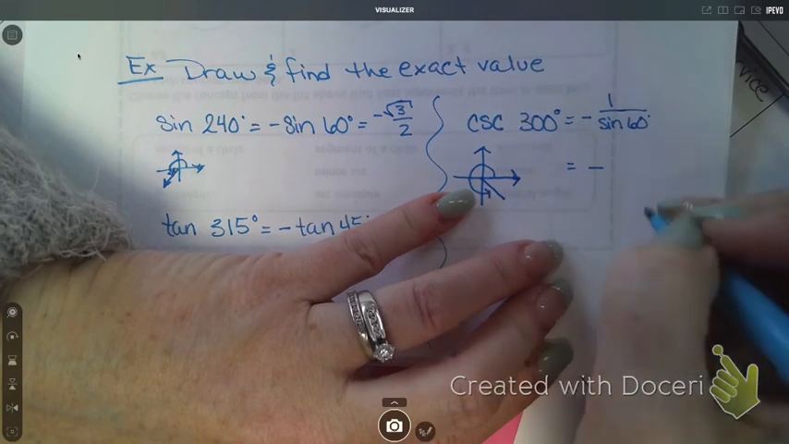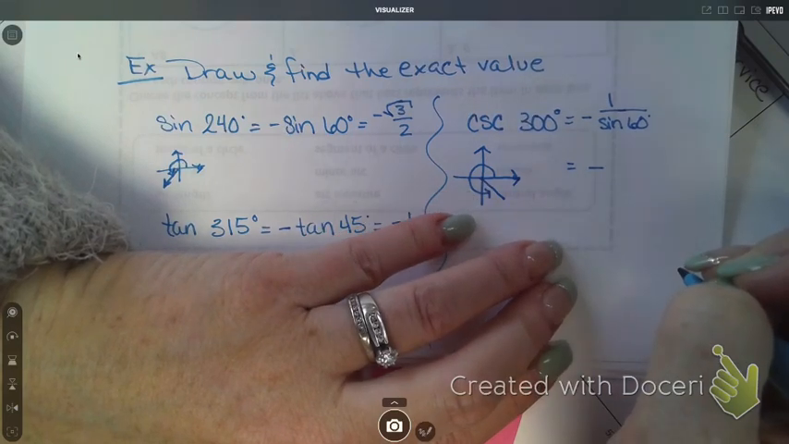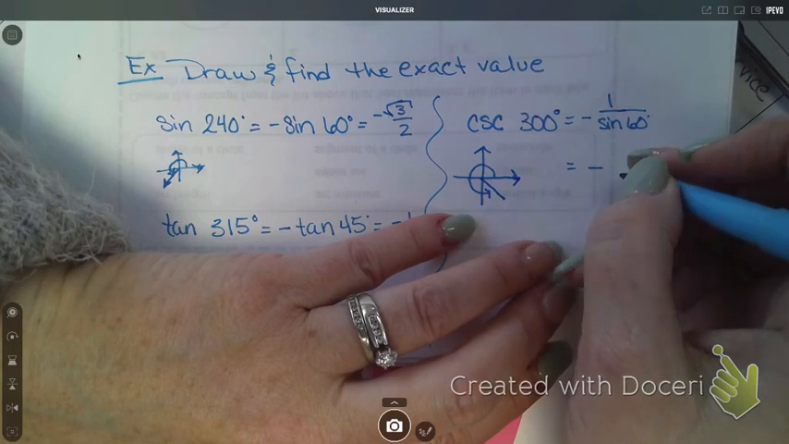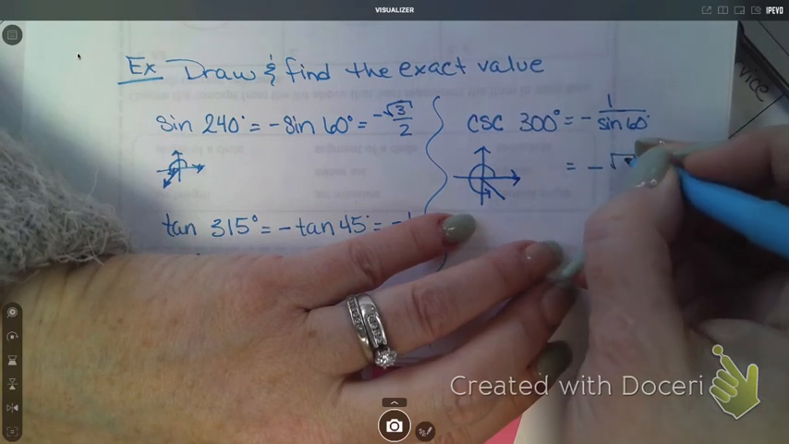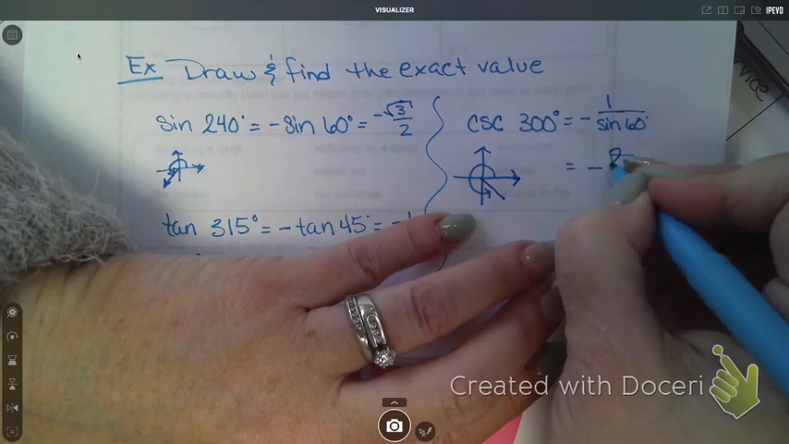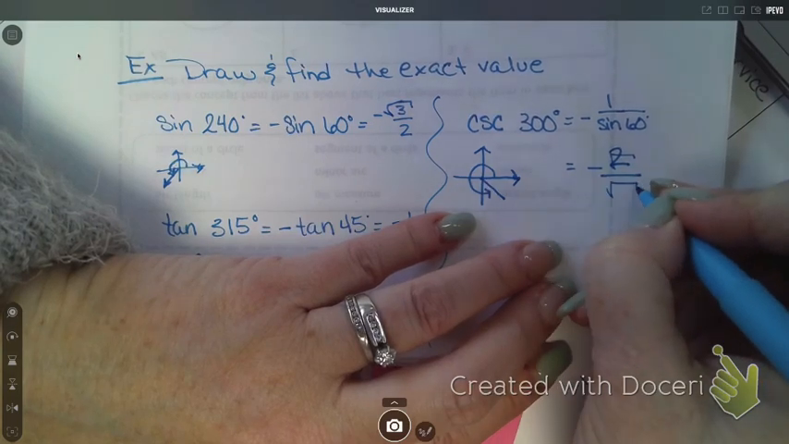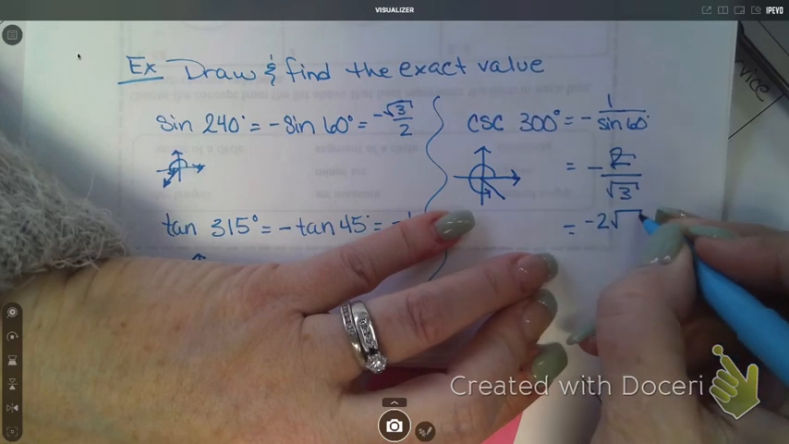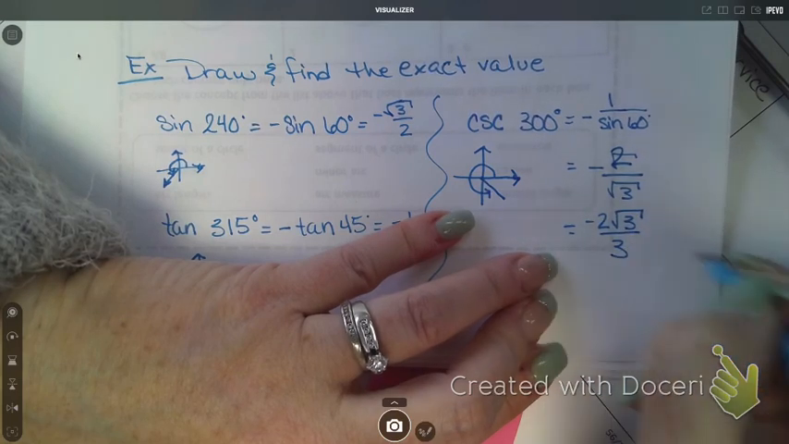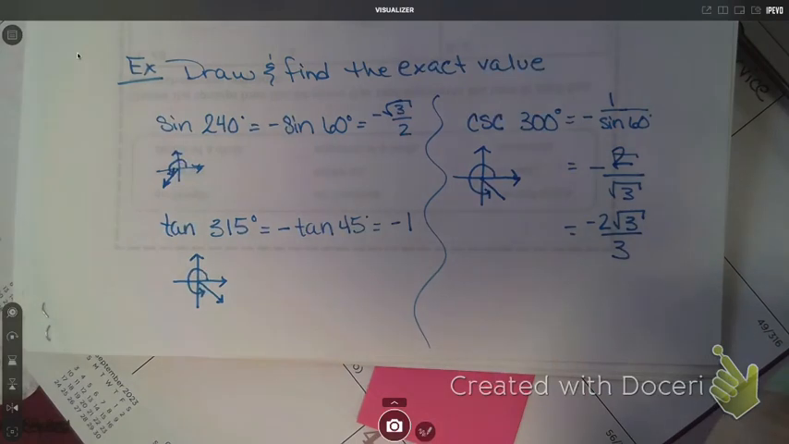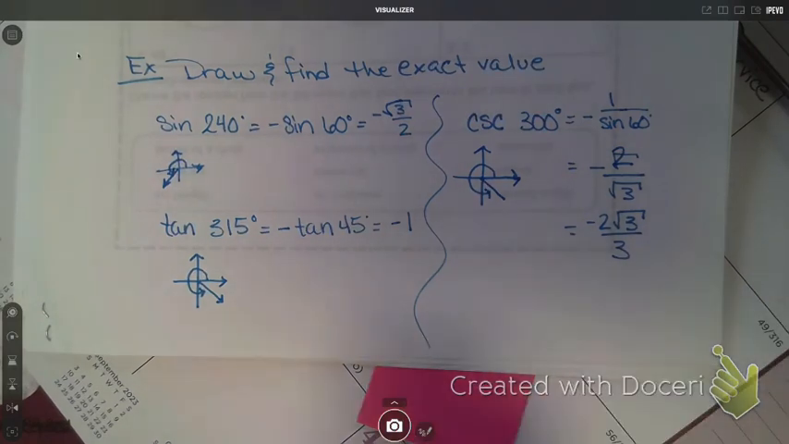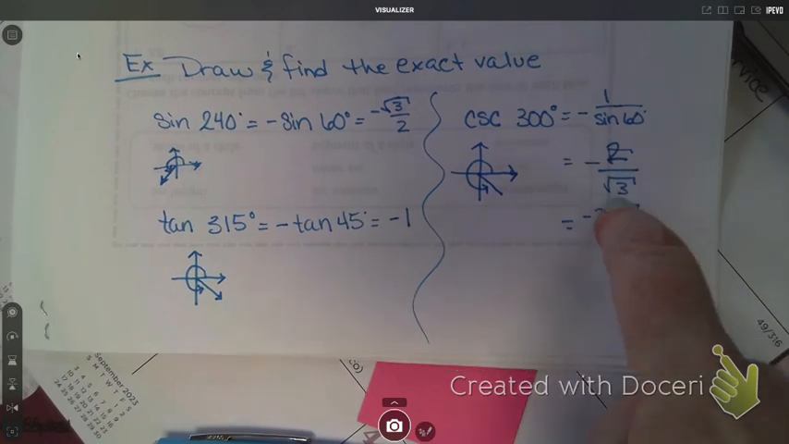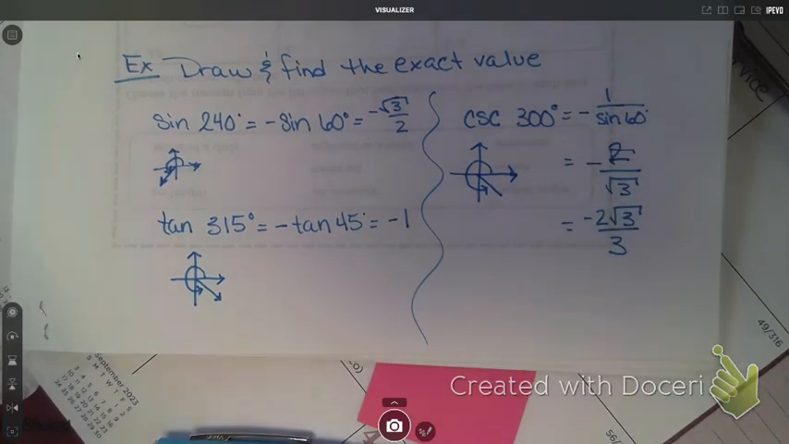So negative, and the sine of 60 is square root of 3 over 2. So we do the reciprocal of that, yes? So negative 2 square root of 3 over 3. Now, the answers in the back of the book may leave it unrationalized, but is that right? No.